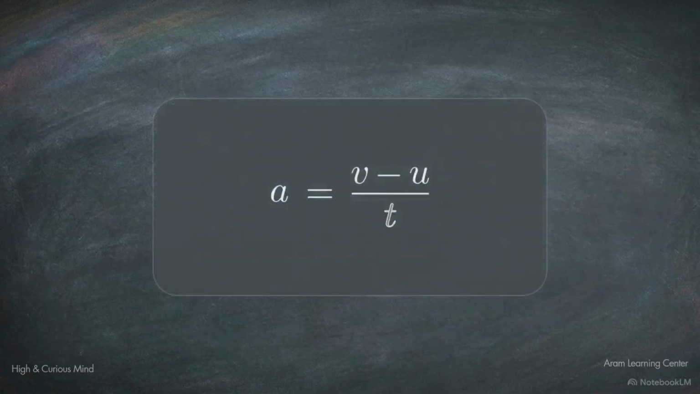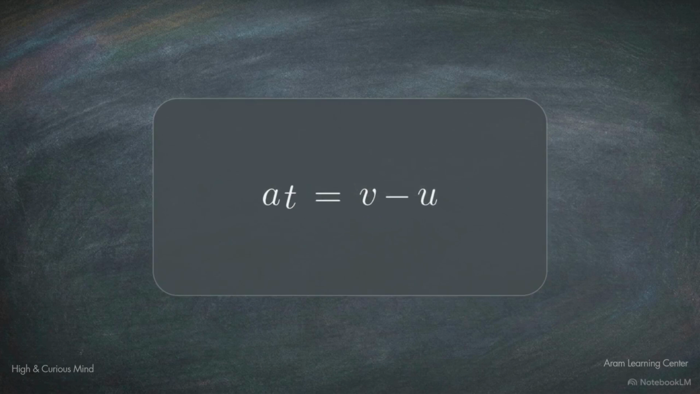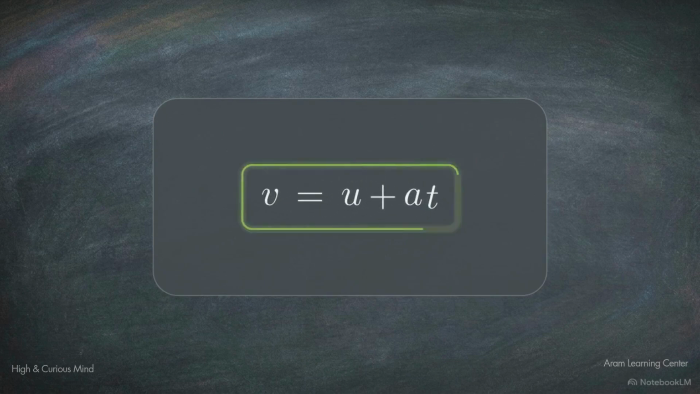We begin with the standard definition of average acceleration. It is simply the change in velocity divided by the time it took for that change to happen. If we multiply both sides of the equation by time, t, we isolate the change in velocity on the right side. By moving our initial velocity, u, to the other side, we get final velocity by itself. This gives us our first kinematic equation.